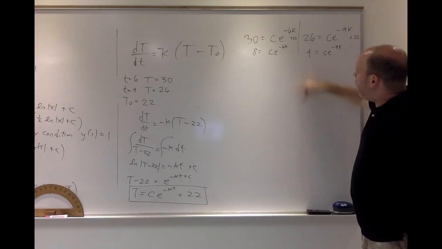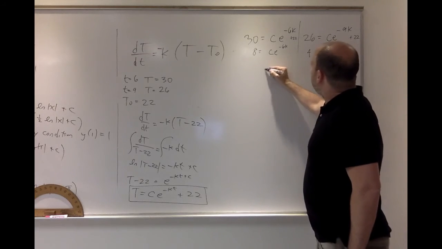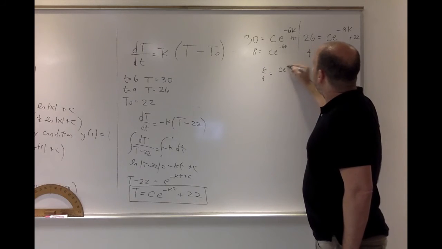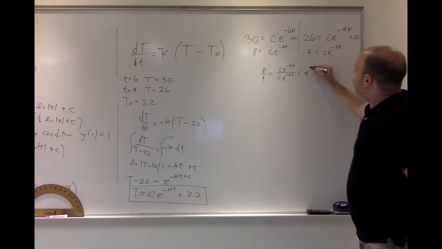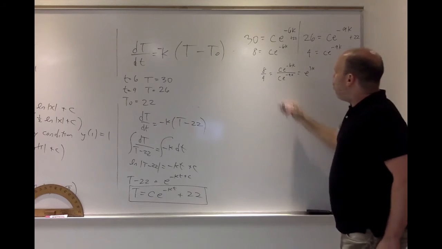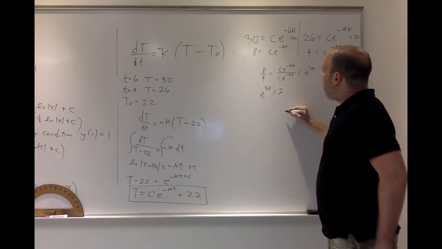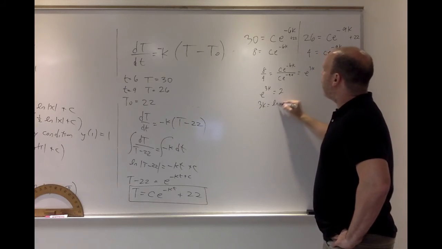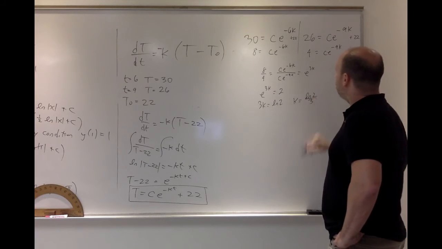Any suggestions how I can get rid of that c? Well, just divide them. 8 divided by 4 is equal to c e to the negative 6k over c e to the negative 9k, which equals e to the 3k. So we have e to the 3k equals 2, and that means that we have 3k equals ln of 2, therefore k equals ln of 2 over 3.